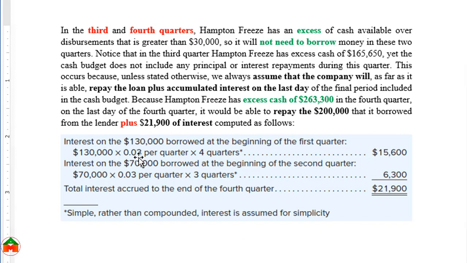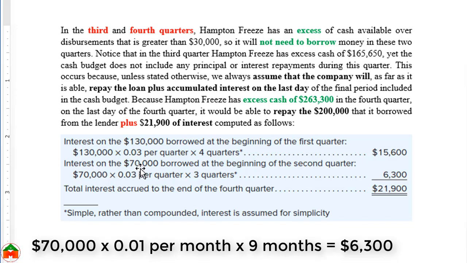However, they have converted this 1% interest into quarter. We can see per quarter interest rate is 0.03. That means for 4 quarters they need to pay 15,600 for 130,000. We are showing this detailed calculation for your easy understanding, and the remaining 70,000 they have used this loan for 9 months. So 70,000 multiplied by 1%, by multiplying 9 months we will get the 6,300.